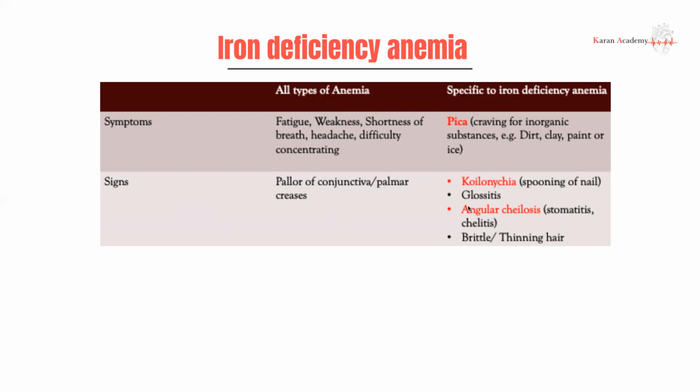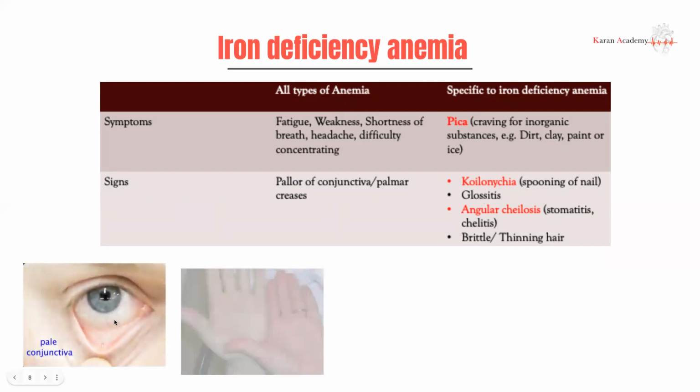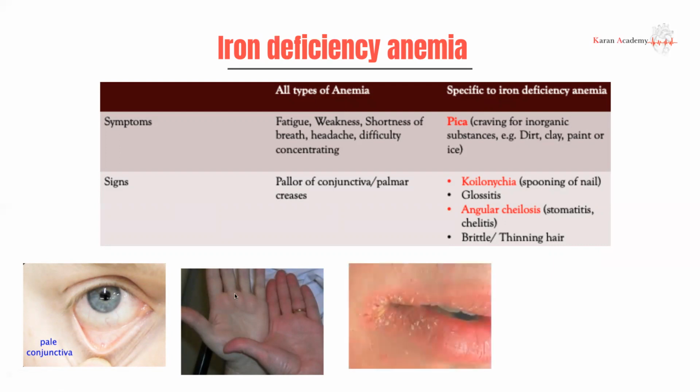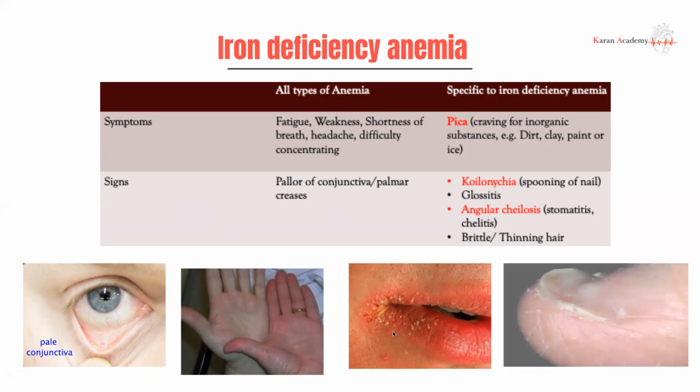In terms of signs, you can have koilonychia, which is the spooning of the nails, glossitis or inflammation of the tongue, angular cheilosis, which often overlaps with glossitis, and you can have angular stomatitis, and then also brittle and thin hair. So a few examples: pale conjunctiva, you can see clearly there's widespread pallor of the creases, but also the entire hand. Here you have angular stomatitis, and then you also have koilonychia, which is the spooning of the nails.